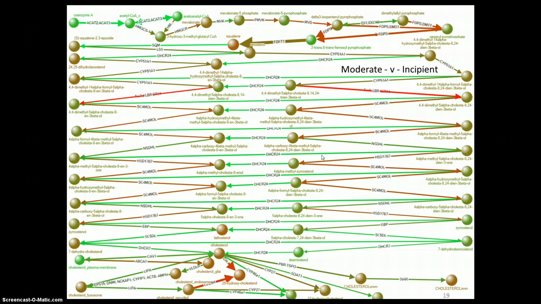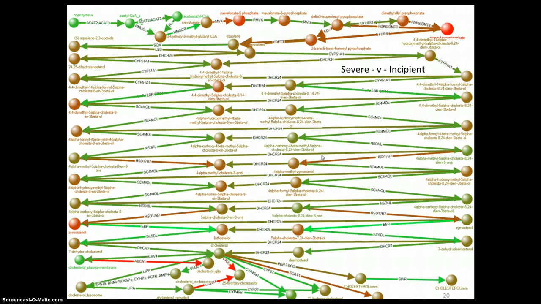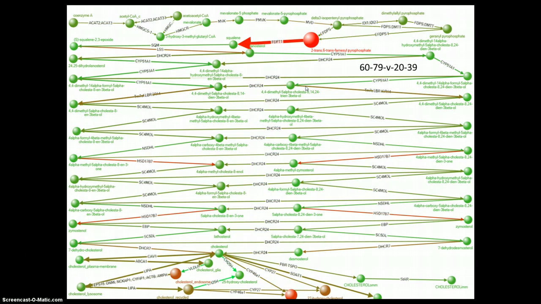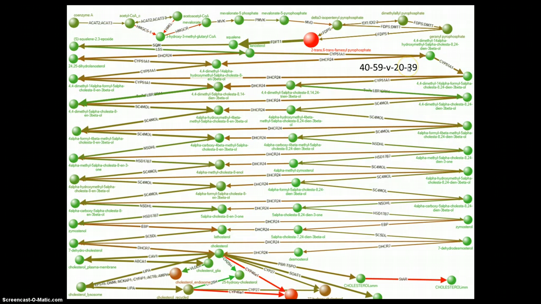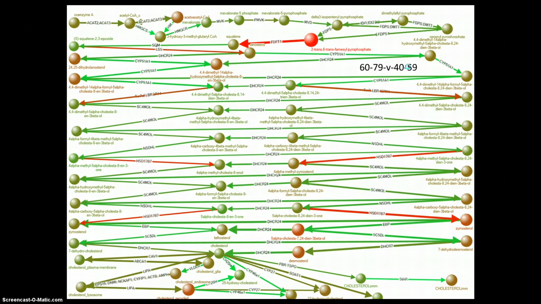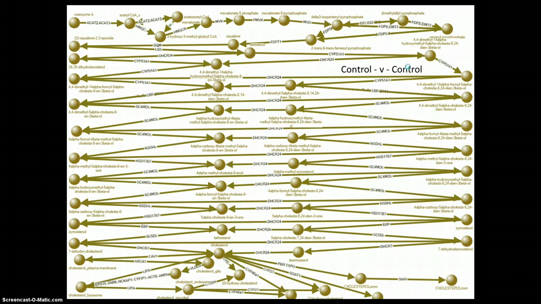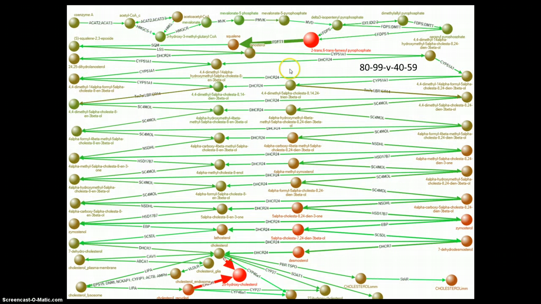Here's moderate to incipient. So each stage back to the prior one, which isn't very commonly performed. Note this molecule here, farnesyl pyrophosphate is what that is. So here's the aging study. See that FPP light up. So here we're comparing everything back to the youngest age, and then each to the prior set of decades, and the 80 to 99 to the 40 to 59.